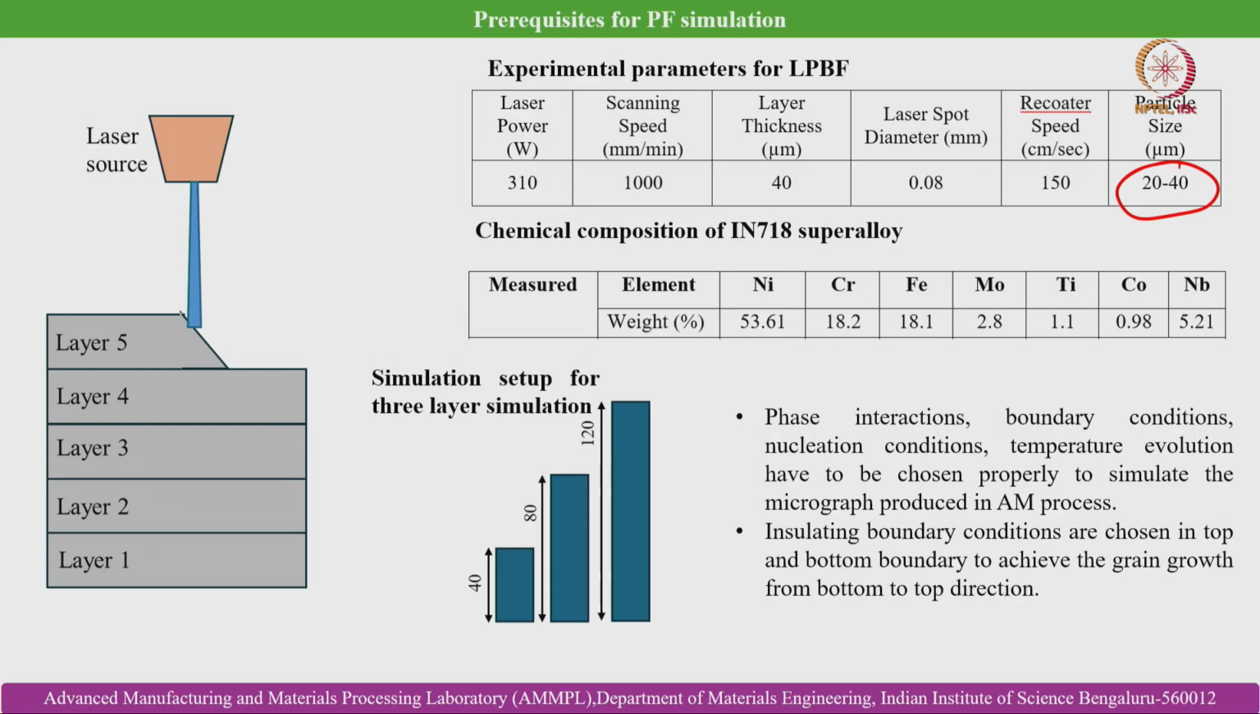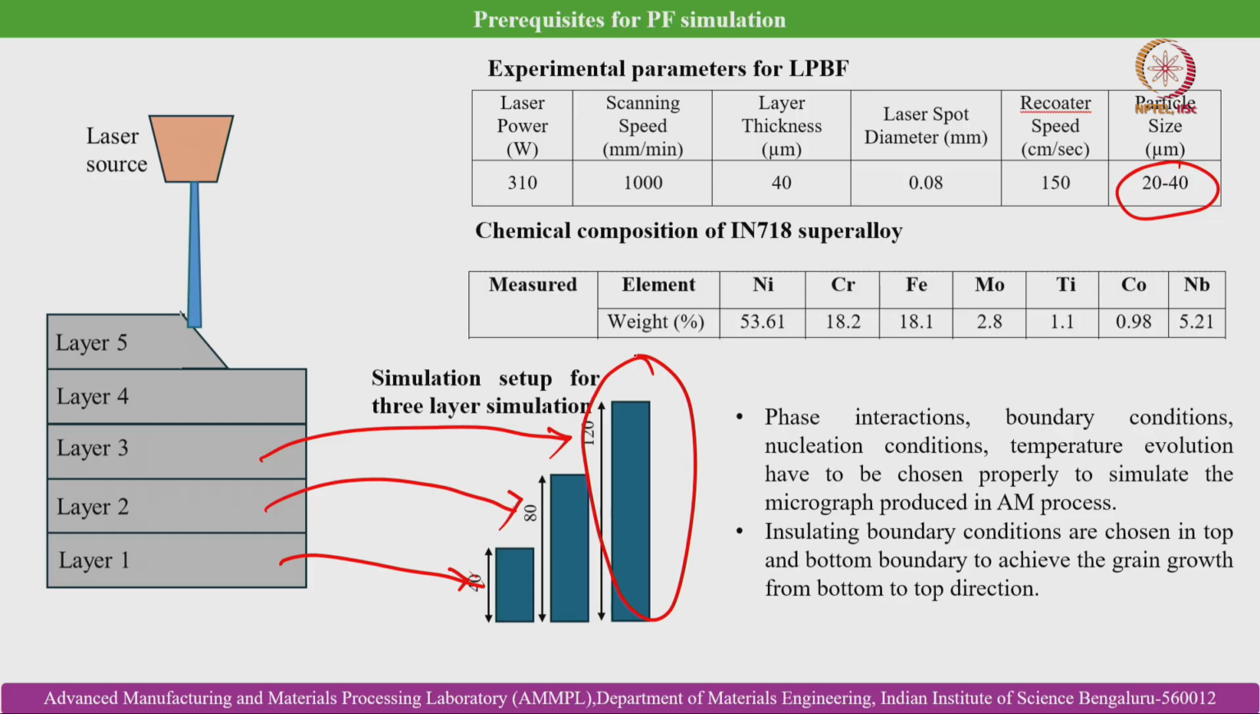The chemical composition of IN 718 superalloy is this, which is considered for this case study of microstructure modeling during laser powder bed fusion of a 3 layer model. You see that each layer has a thickness of 40 micrometer. When the second layer is deposited on top of that, it becomes 80 micrometer, and finally, when the third layer is deposited, the domain size becomes 120 micrometer.